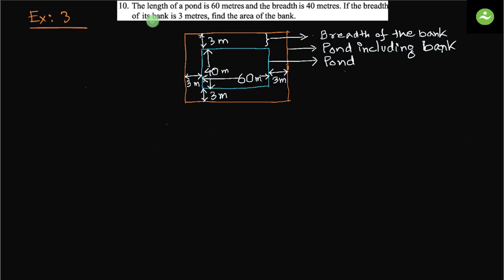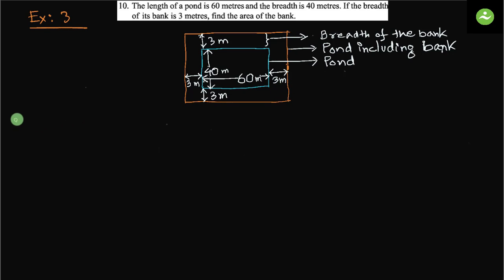If the breadth of its bank is 3 meters, here is a bank that is 3 meters wide all around the pond. Find the area of the bank. We have to find the area of the bank only. Now, how can we find the area of the bank? If we know the area of the pond including bank, we can subtract the area of the pond and then we get the area of the bank only.